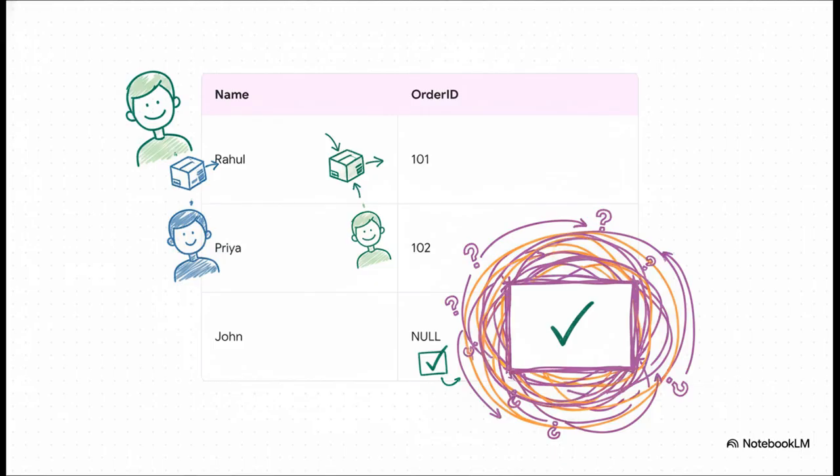And boom, take a look at the result. It's perfect. Rahul and Priya are there with their order numbers, just like we'd expect. But the most important part, John is still on the list. And right next to his name, where the order ID should be, we see that special value, NULL. He wasn't forgotten, he was included, and that's the whole point.